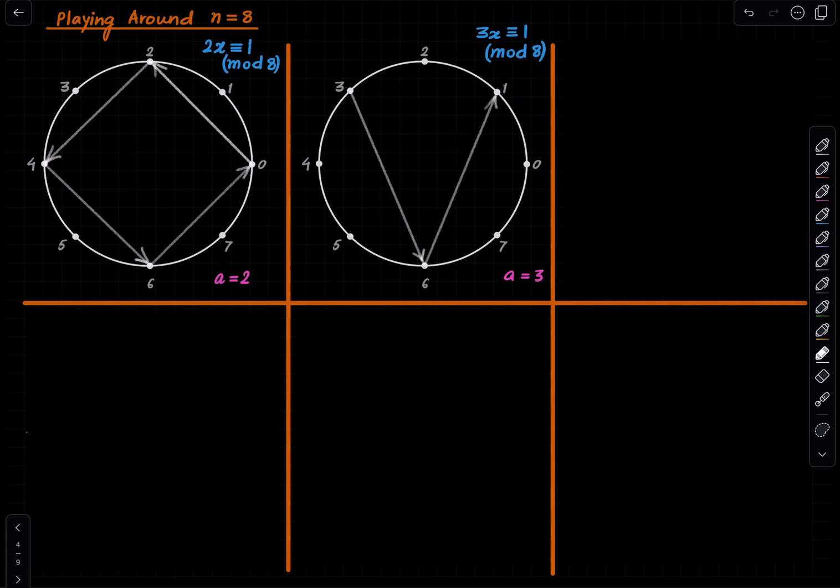Right? Another 3 steps, we will go to 4. 4 plus 3 is 7. 7 plus 3 is 10, but modulo 8, that is same as 2. And 2 plus 3 is 5. 5 plus 3 is 8, which is 0. And 0 plus 3 is 3. So we are back at 3.